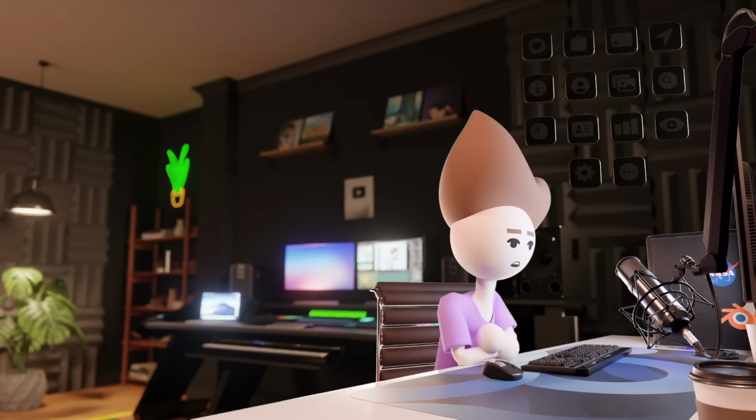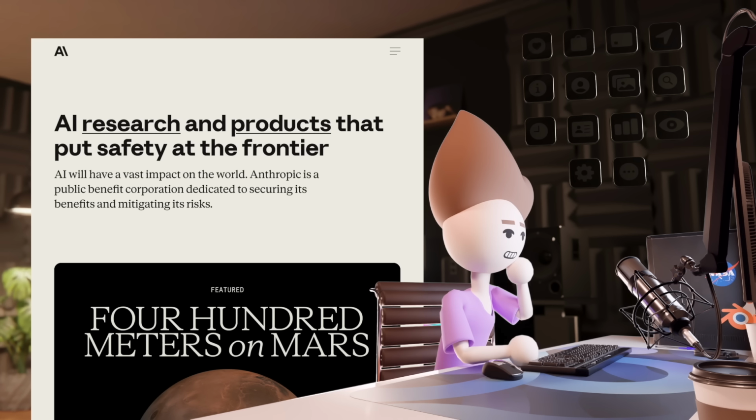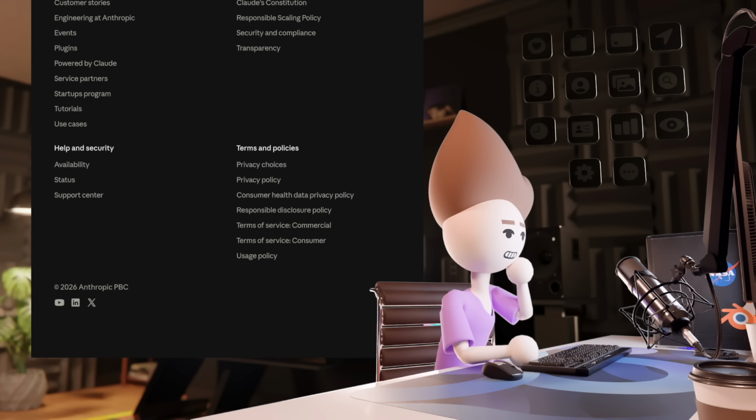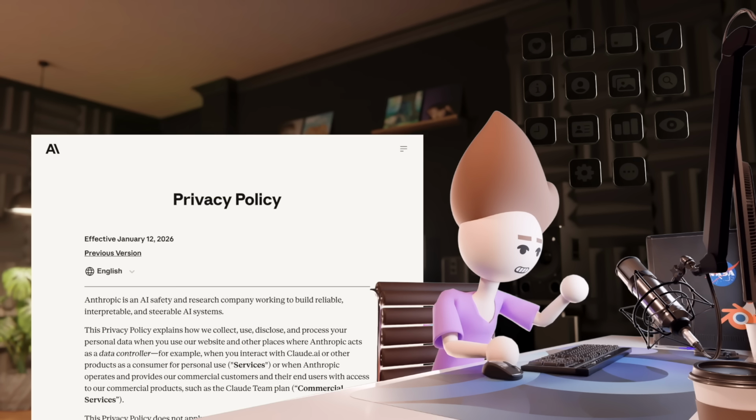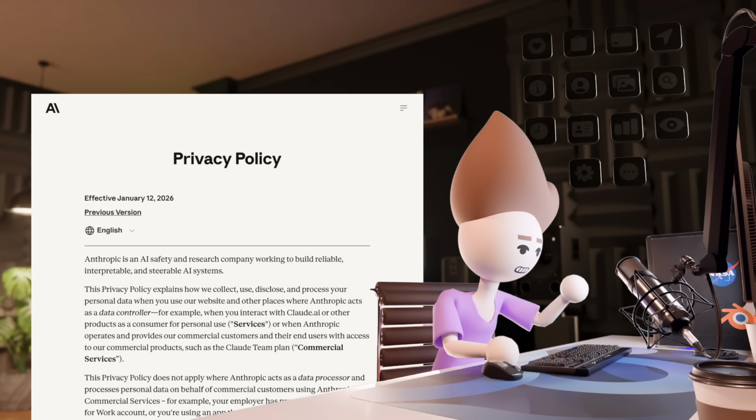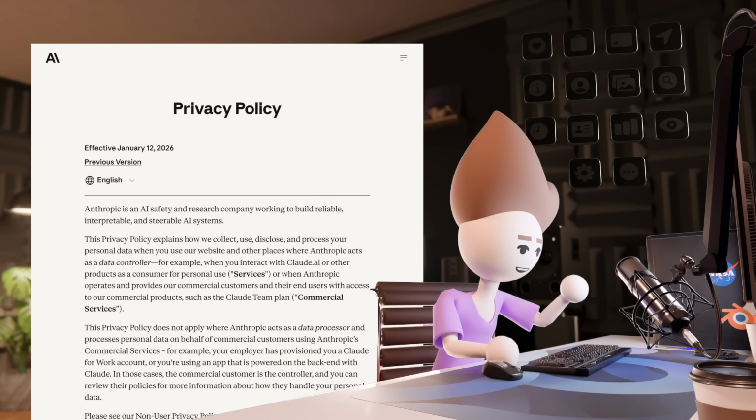With that out of the way, let's first go to Anthropic's website, scroll down to the bottom, and we can click the privacy policy on the right side. Privacy policy, effective January 12th, 2026. And then they have a link to previous versions. This is the English version.